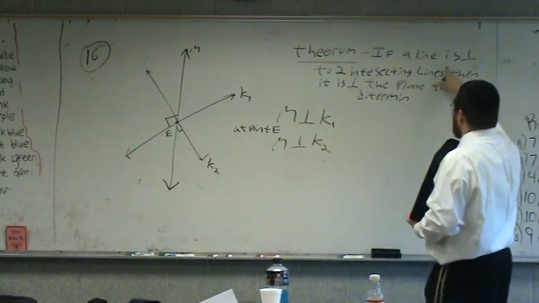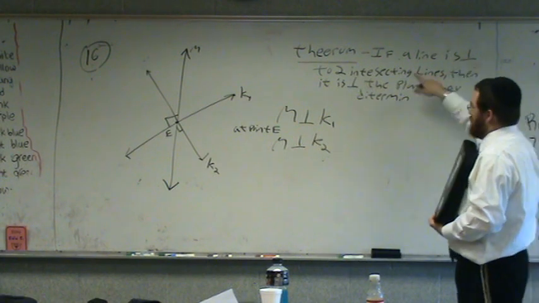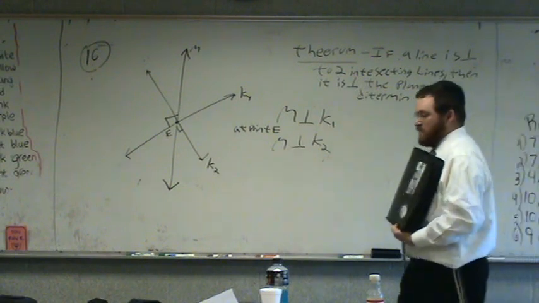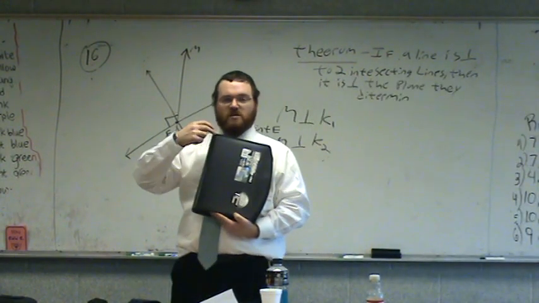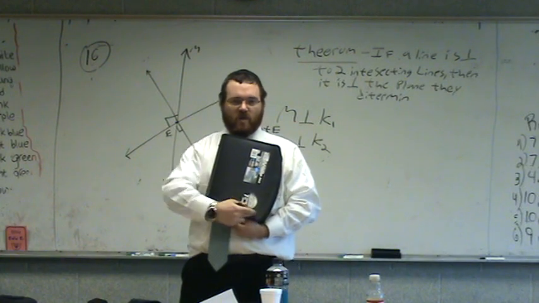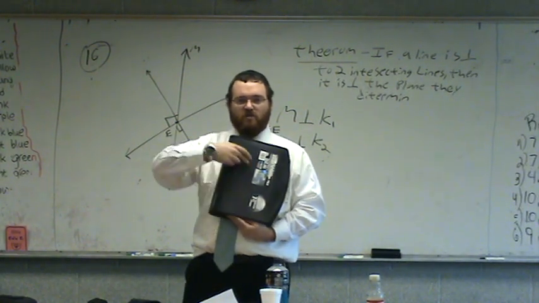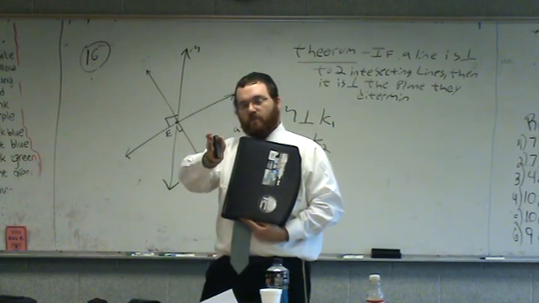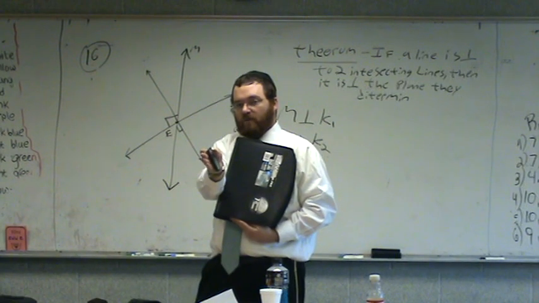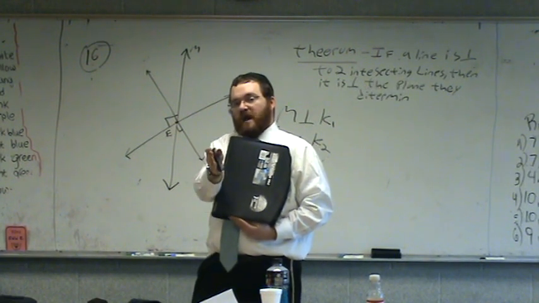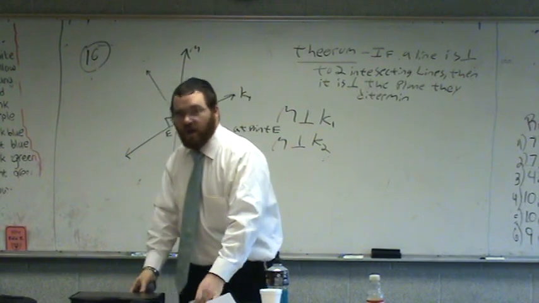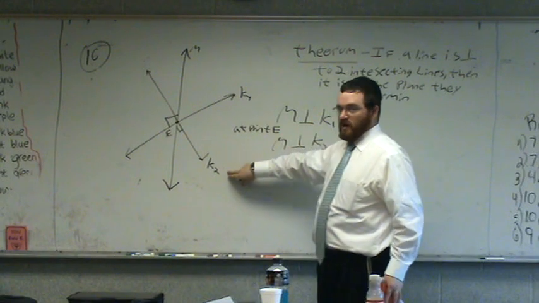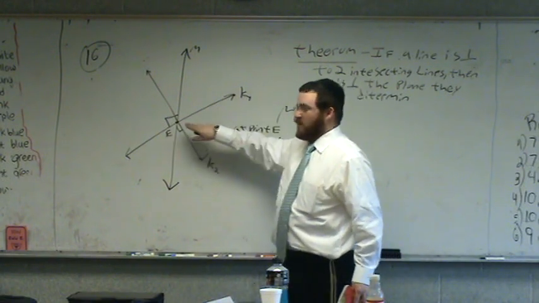And the theorem is: if a line is perpendicular to two intersecting lines, then it is perpendicular to the plane they determine. Determine means, because length and width make a plane. Also, two lines that are not the same line also make a plane. A line that's perpendicular to both of them is perpendicular to that plane. So we know that line M is perpendicular to the plane that lines K1 and K2 are on, because lines K1 and K2 intersect each other.